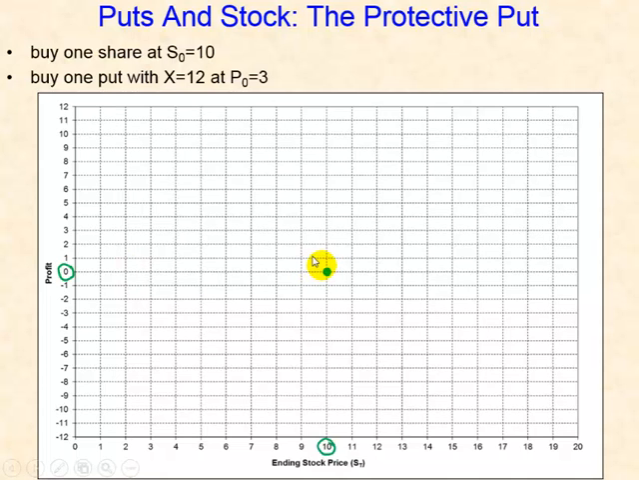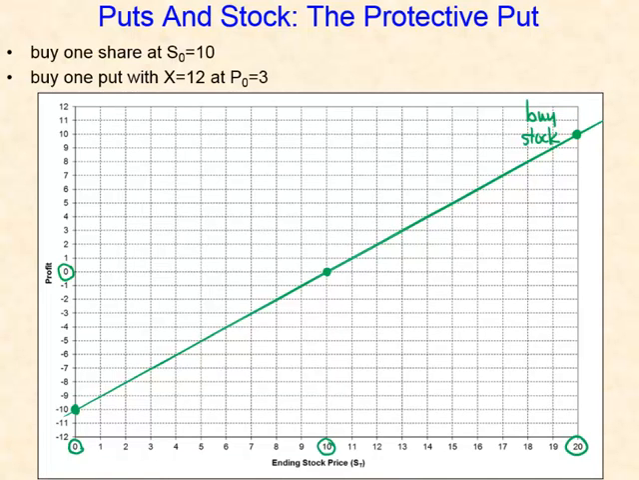We also know that if the stock price falls to zero, we lose the entire $10 we invested in the stock. And finally, over on the right-hand side of our chart, if the stock price rises to 20, we'll make a $10 profit on our stock. We'll connect these points with a line. So the green line shows our profit from buying 1 share of stock at an initial price of $10.